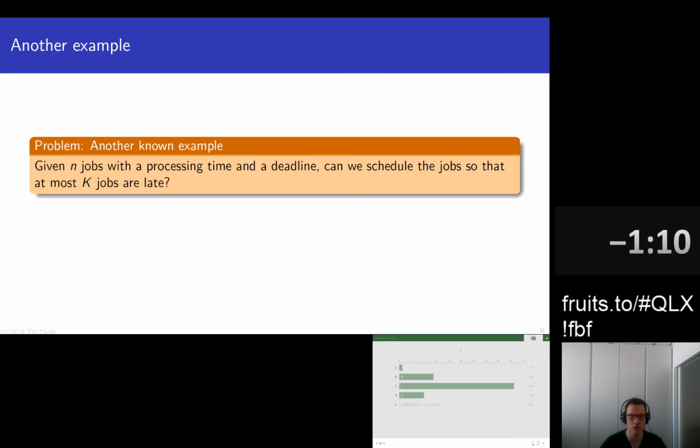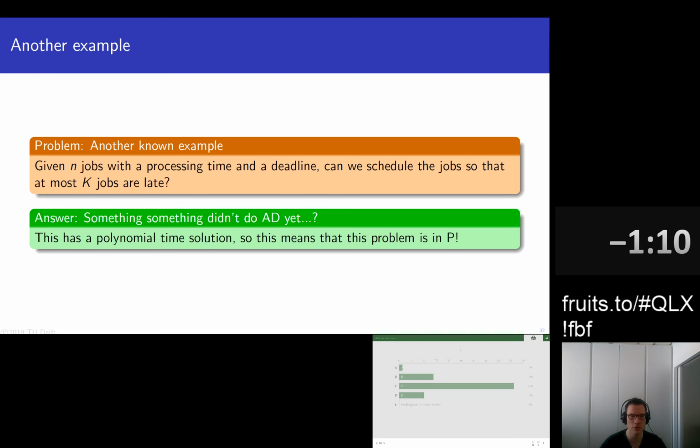Similarly, in algorithm design, you run into something like this. We have jobs with a processing time and a deadline. Can we schedule them so that at most k jobs are late? And using some greedy solution, we could show that this was indeed also doable in polynomial time. So problems in P, you've already seen plenty of. In fact, almost all of the problems you've seen have an equivalent decision variant, where the answer is just yes or no, that is in P. Namely, everything you've ever done that has a polynomial time algorithm is in P. So P contains quite a lot.